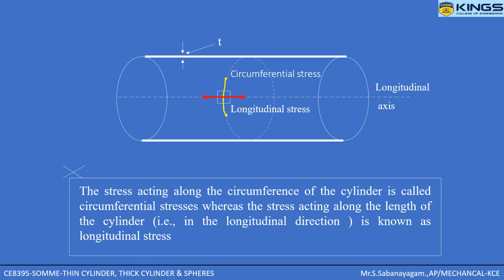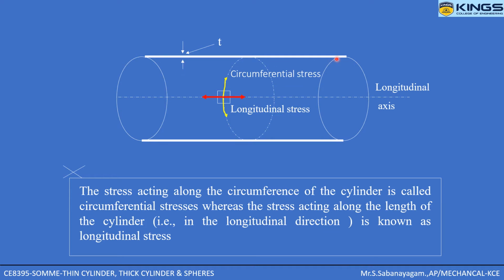And then radial pressure. When compared to the hoop stress and longitudinal stress, the radial pressure will be very tiny, and so it will be neglected. From this image you can see the parameters of the hollow cylinder: thickness, circumferential stress, and longitudinal stress. Longitudinal stress will be along the length of the cylinder, and circumferential stress will be on the circumference of the hollow cylinder throughout the entire length.